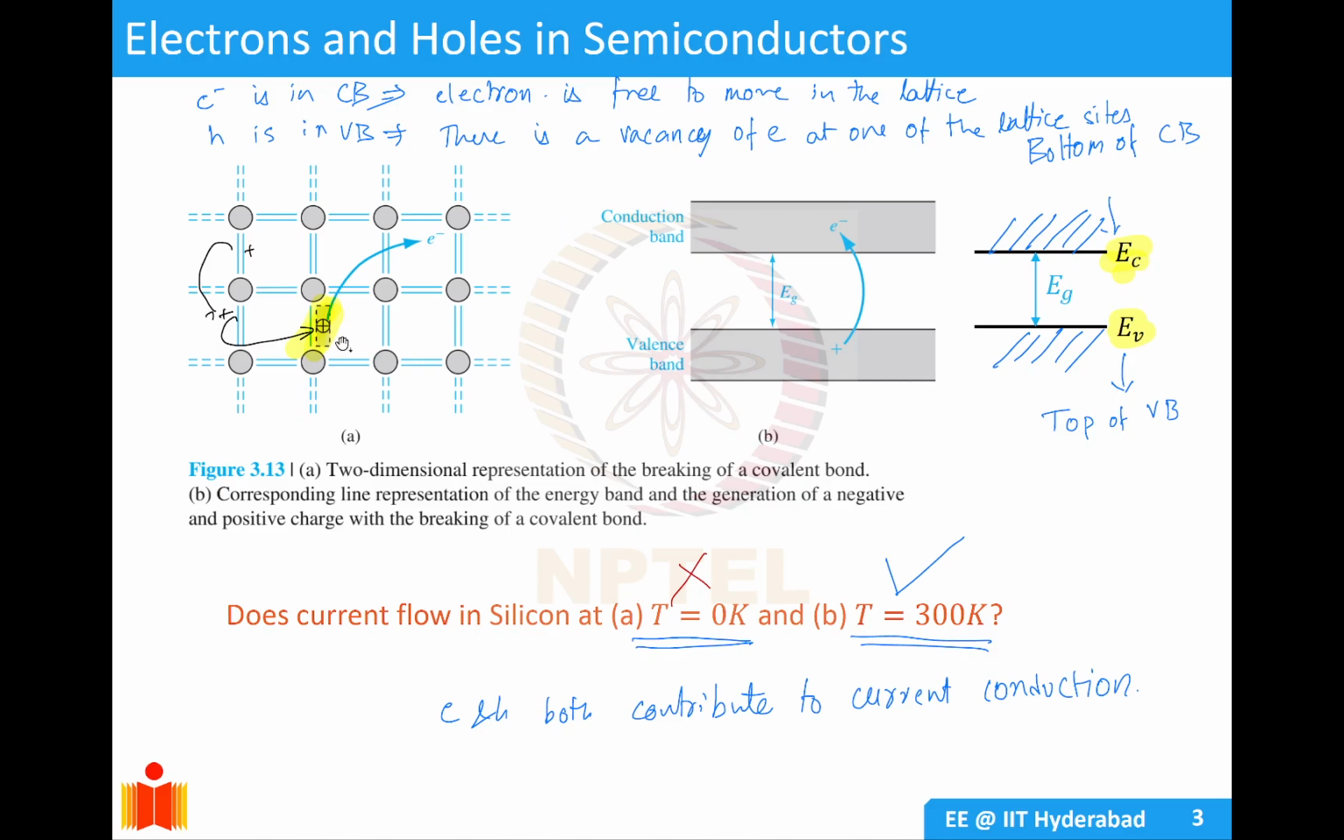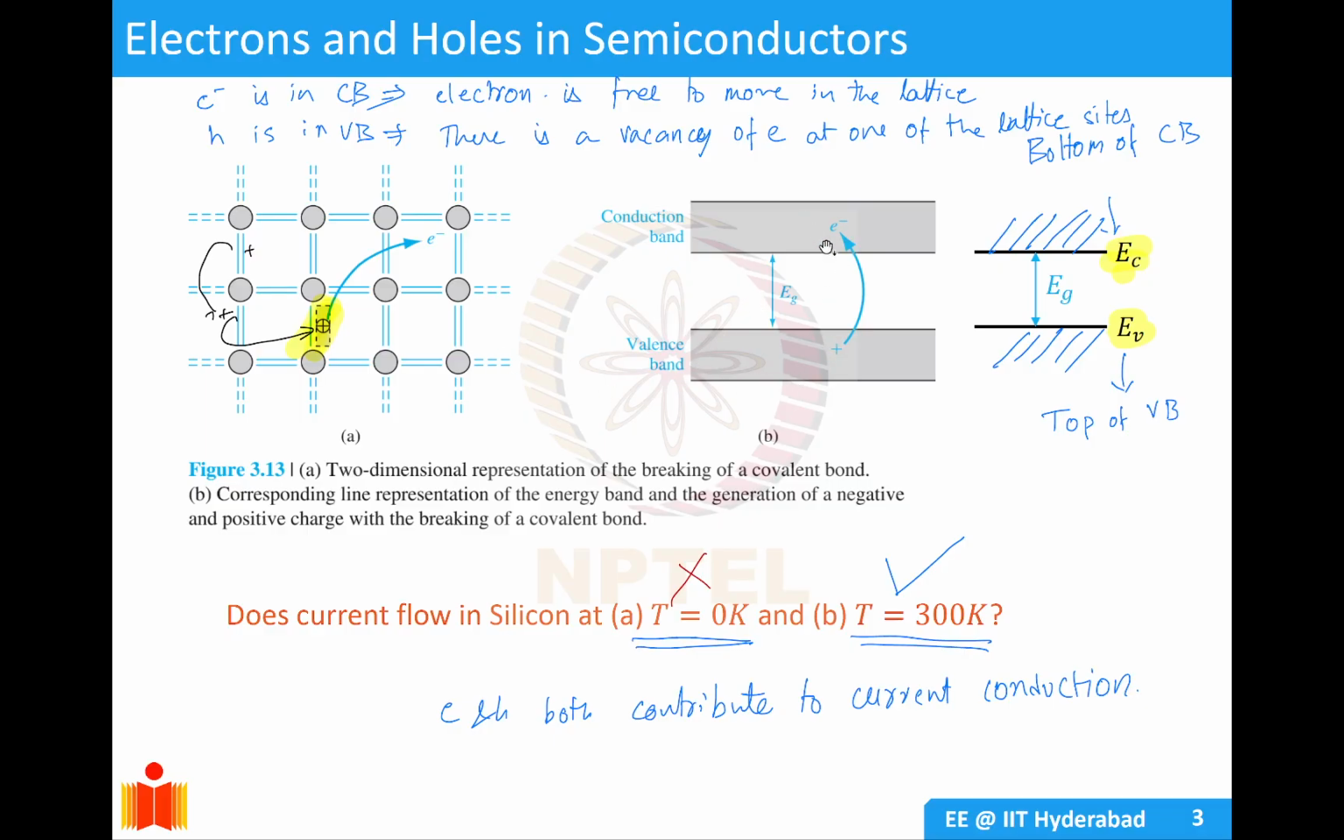So when an electron goes from the valence band to the conduction band, it leaves behind a space for the electron. That space for the electron is known as a hole, or the vacancy that has been left is known as a hole.